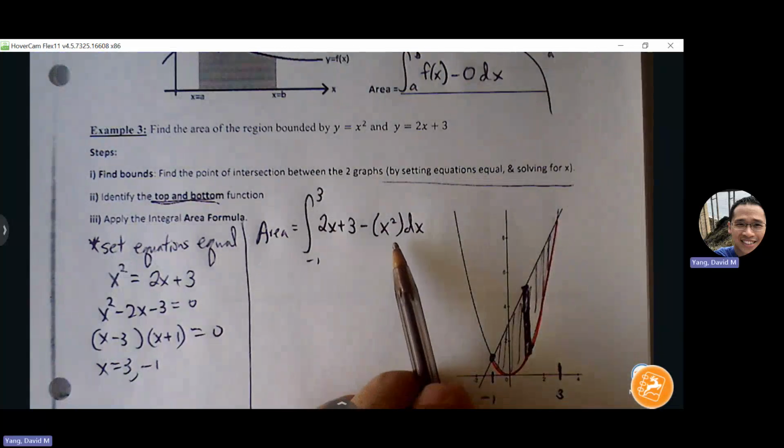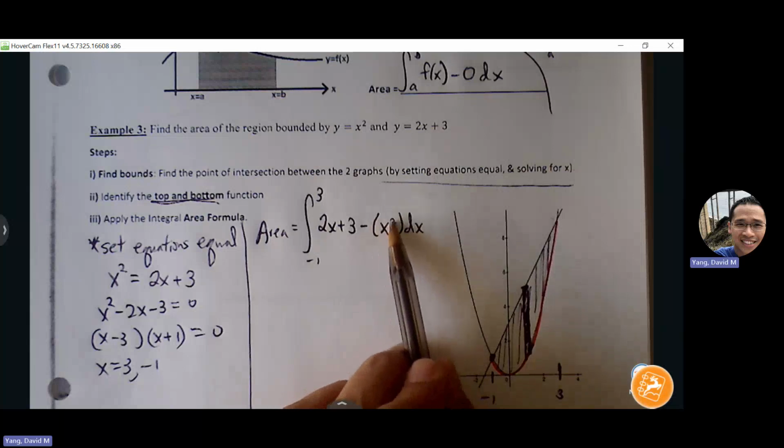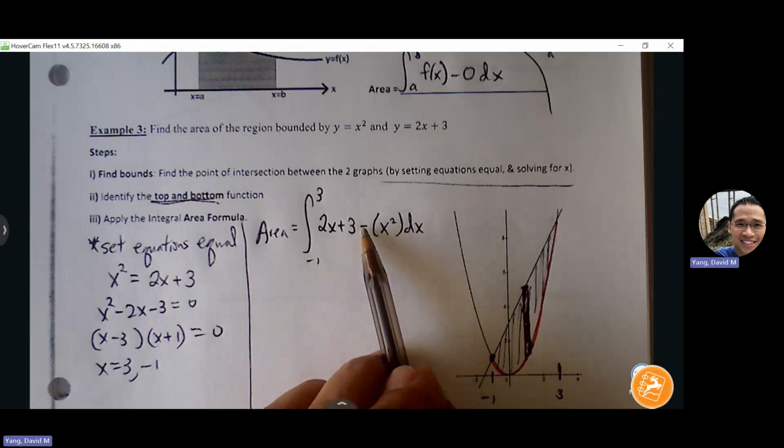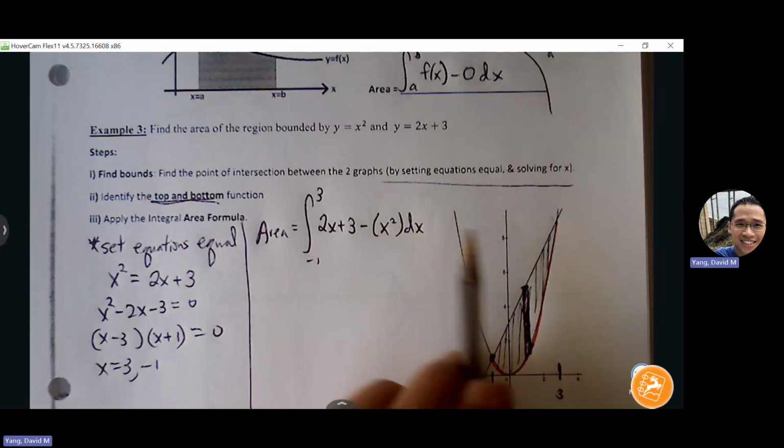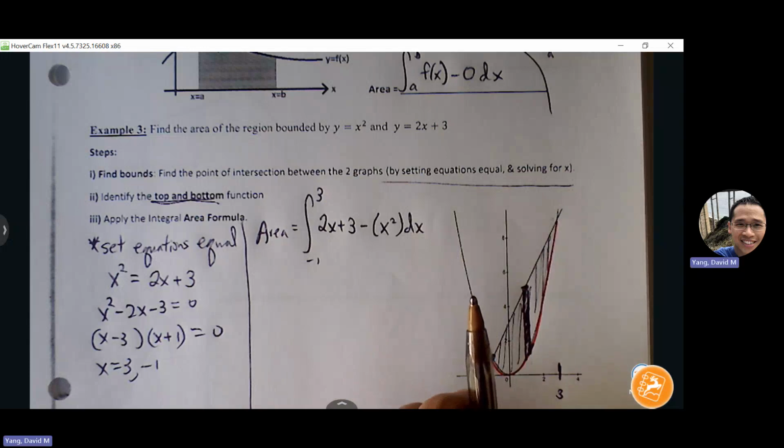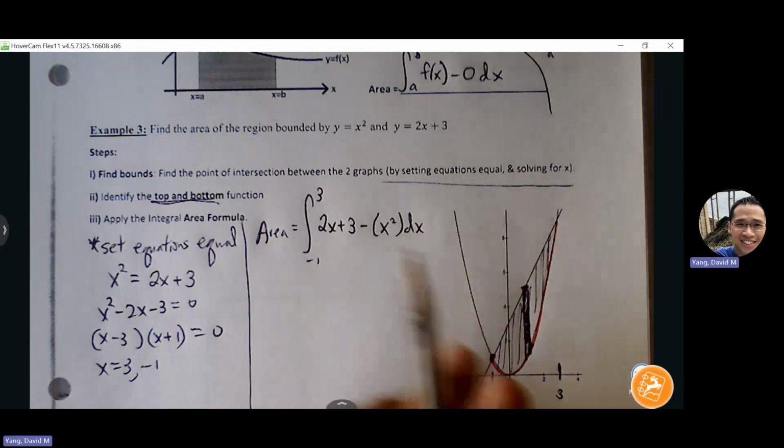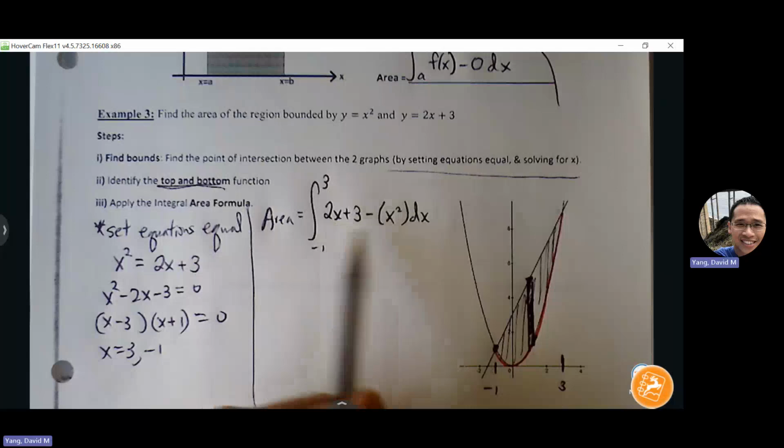I think it's always a good idea to protect the bottom function with a set of parentheses. Even though there's only one term here, it's not going to make a difference. But whenever there's more than one term, we always want to make sure that we don't forget that the negative is going to distribute through that bottom portion. Okay, so this we can work out by hand. Once we get to more complicated problems, we're just going to make the calculator do it. But here we can work this out by hand.